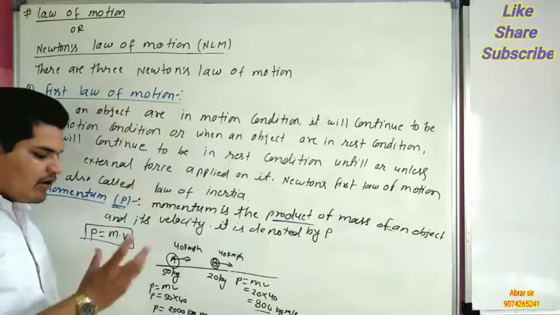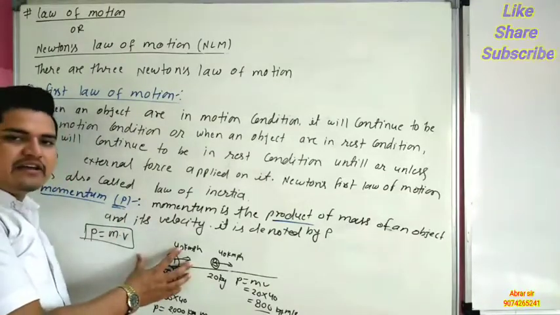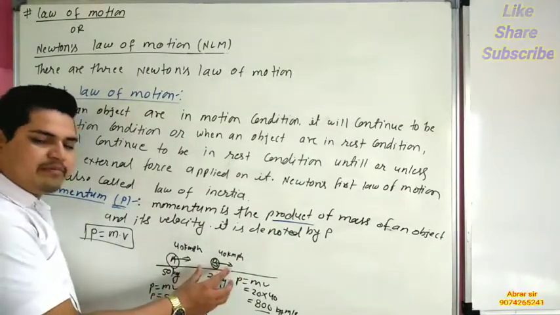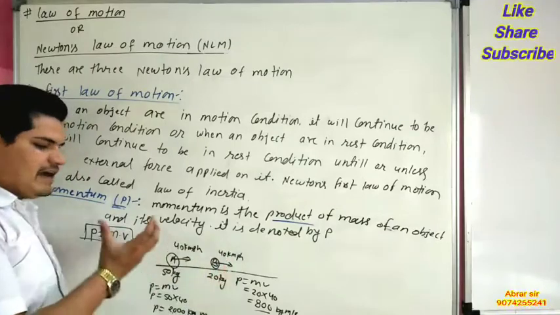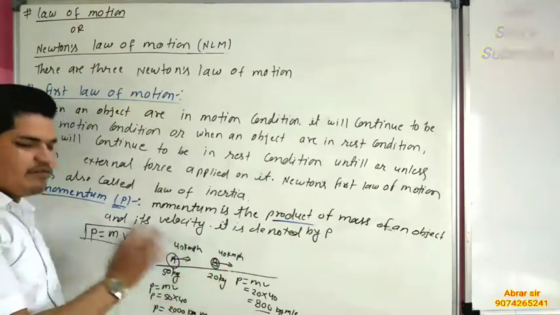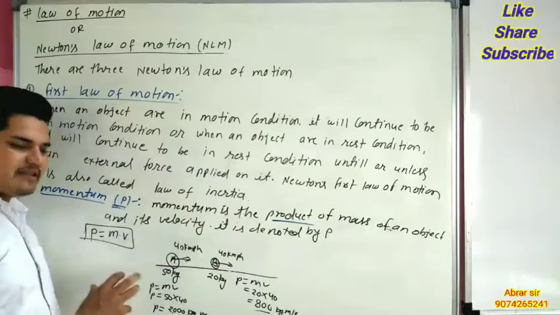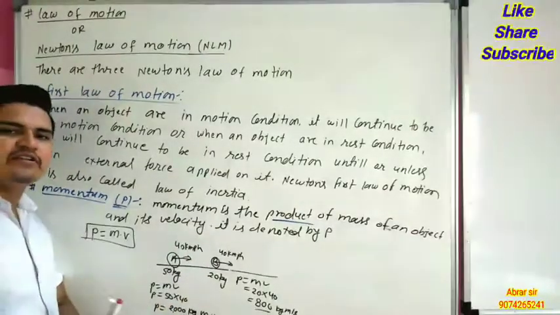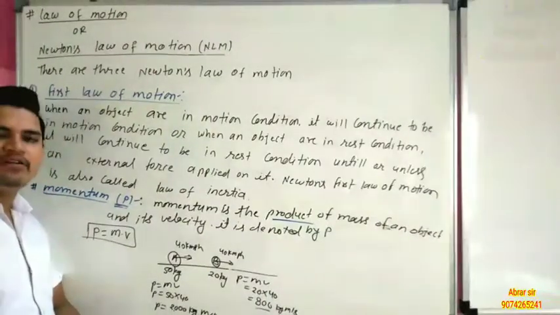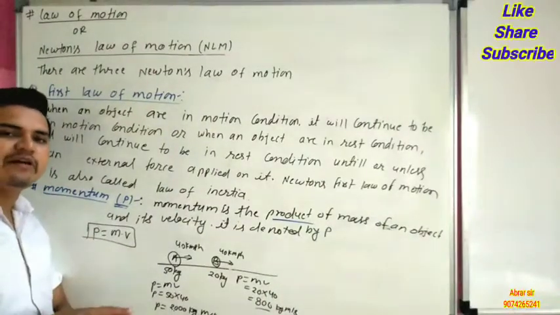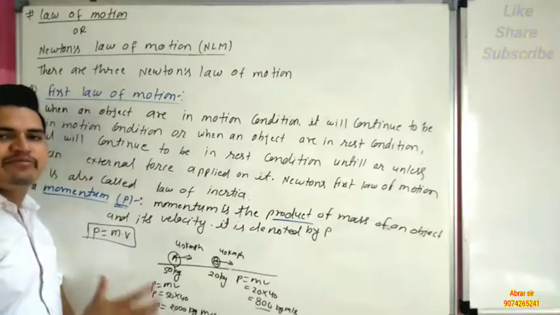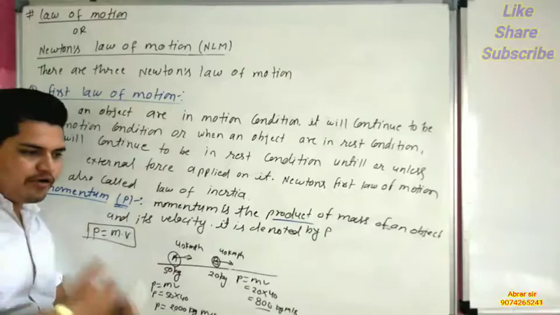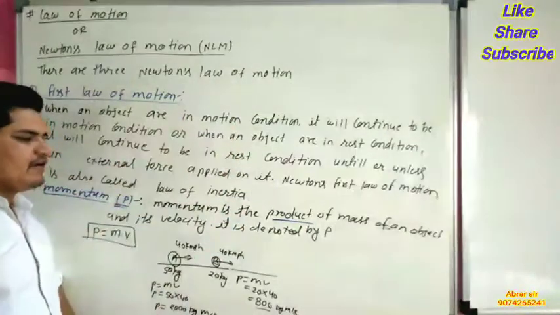So momentum is the product of mass and velocity. We require more force to stop this object than this object. We require less force to stop object B and more force to stop object A because its momentum is more. So momentum shows how much force is required to stop an object, or how much force is required to produce an acceleration in an object.